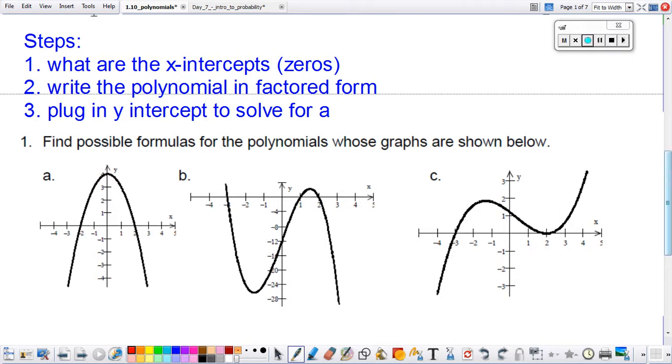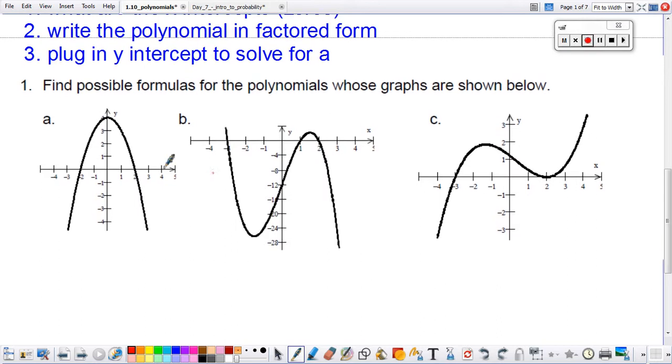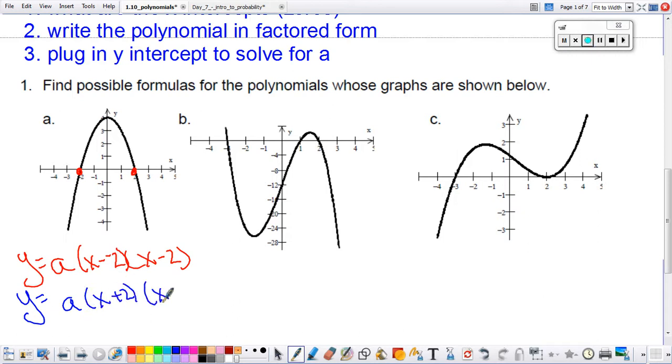Okay, so to start for A, what are the x-intercepts? That's here at -2 and +2. So we're going to write our polynomial as y equals, A is going to be the leading coefficient, and then I'm going to write my zeros, or the x-intercepts, in factored form. So that's going to be x minus -2 and x minus 2. It's always x minus. You can then simplify this to x plus 2. So we would have y equals A times x plus 2, x minus 2.